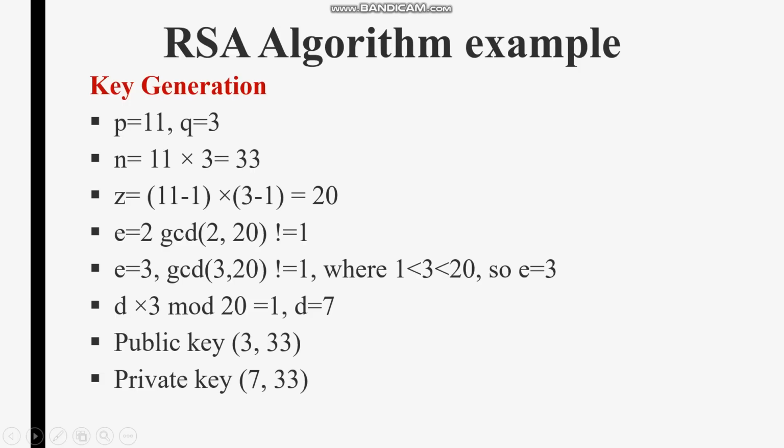Yes. Now just check the GCD of 2 and Z. What is Z? Z is 20. GCD of 2 and 20, is it 1? No, it's not equal to 1. Choose another number. Within this range you can choose any number; if there are two or more numbers whose GCD is equal to 1, you can choose any one. Now if I choose E as 3, 3 is also a prime number. Check if the GCD of E and Z, that is 3 and 20, is equal to 1. 3 is greater than 1 and less than 20, and GCD of 3 and 20, if you compute, will be equal to 1.